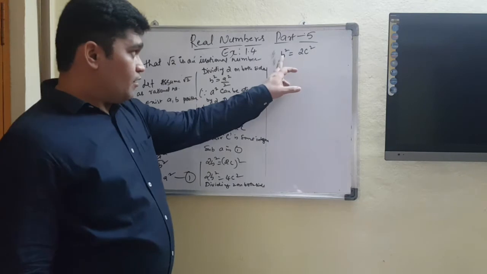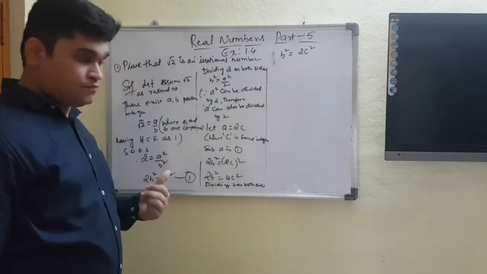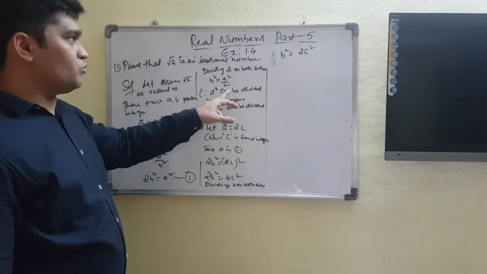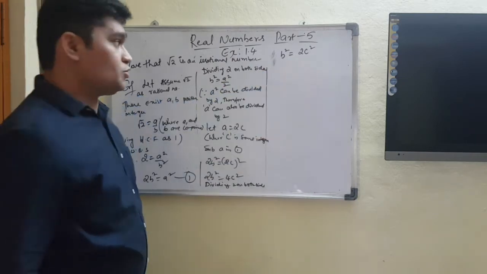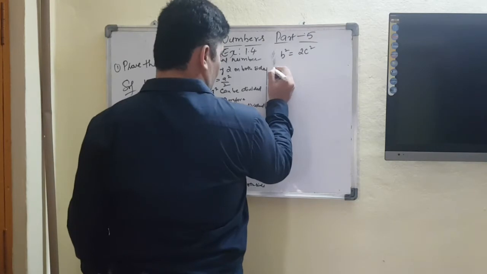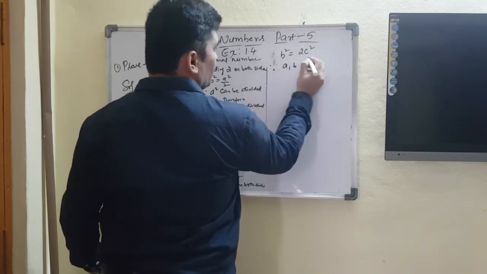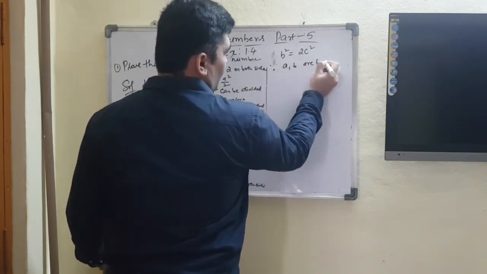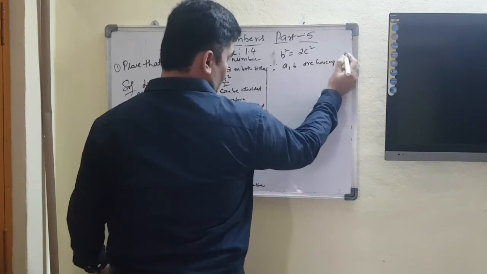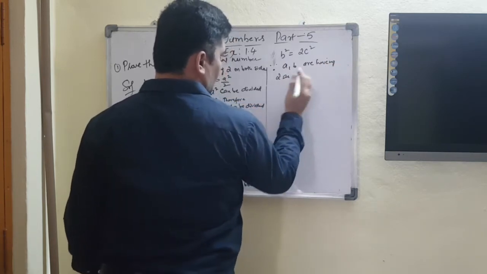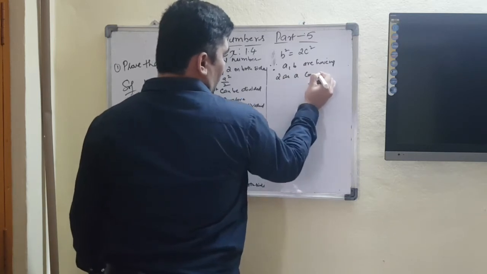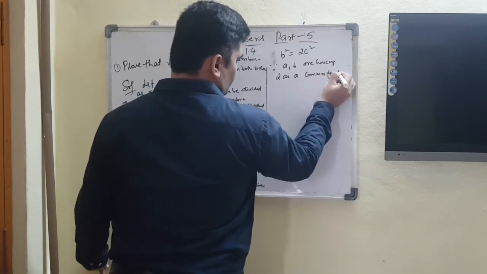It means b is also divisible by 2. Since a was divisible by 2, b also got divisible by 2. Am I clear? So therefore we can say that a and b have 2 as a common factor.